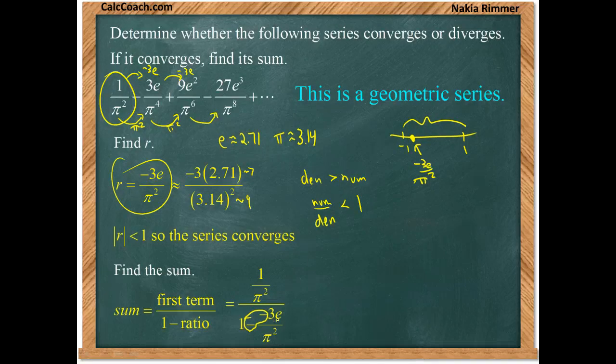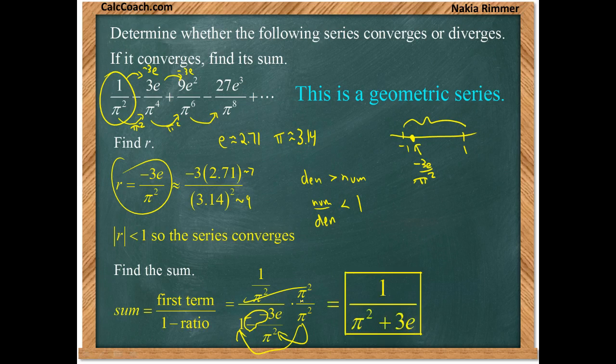and so we simplify this by multiplying by pi squared to cancel out. When we distribute across the denominator, we'll have pi squared plus 3e. For a final answer of 1 over pi squared plus 3e as the sum. If you add up those infinitely many terms, you're guaranteed that it will sum to 1 over pi squared plus 3e.